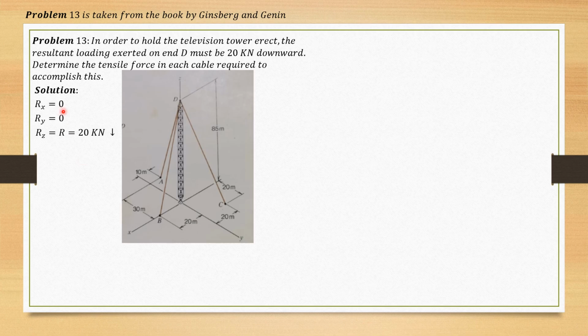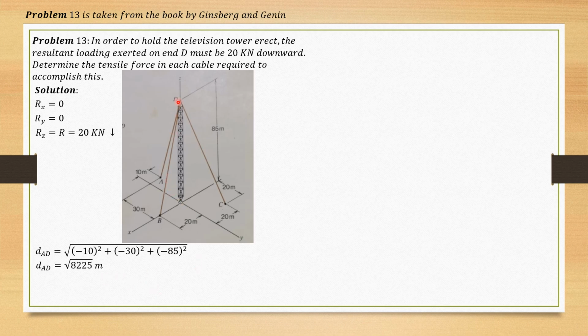So first Rx is 0, but before that, let's compute the distances. Distance AD: since tension is going away from point D, it is negative, the square root of negative 10 squared plus negative 30 squared plus negative 85 squared. We will not simplify the radical, we'll just use the sum of these squares. So that's the square root of 8,225 meters.